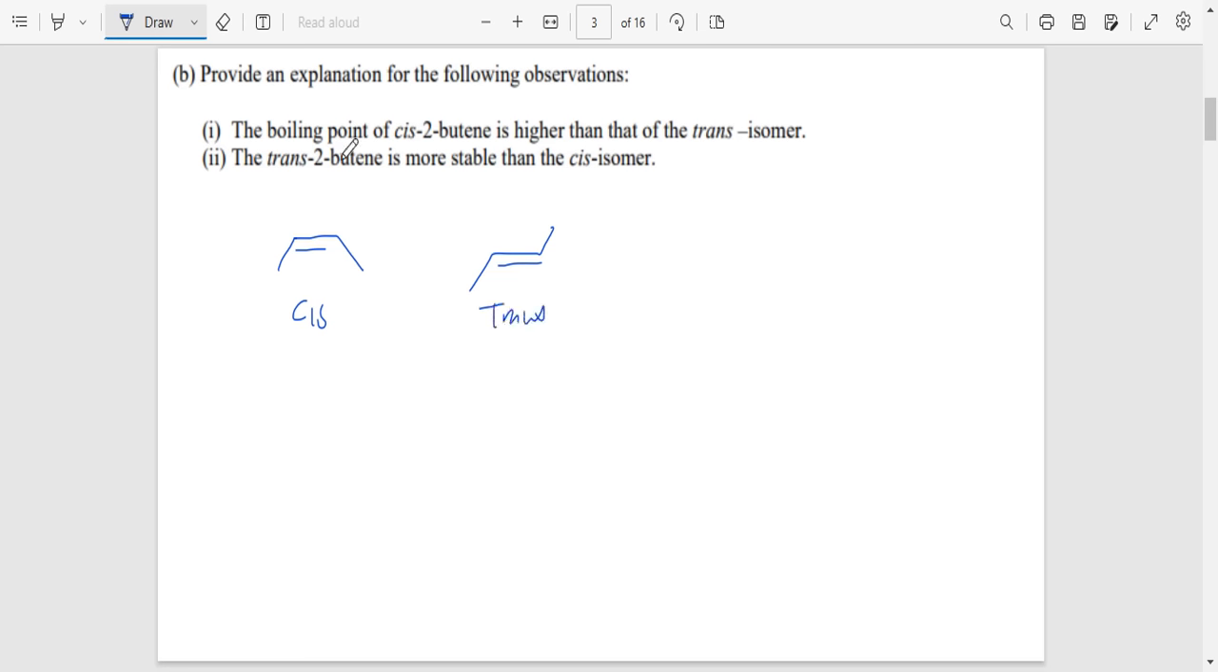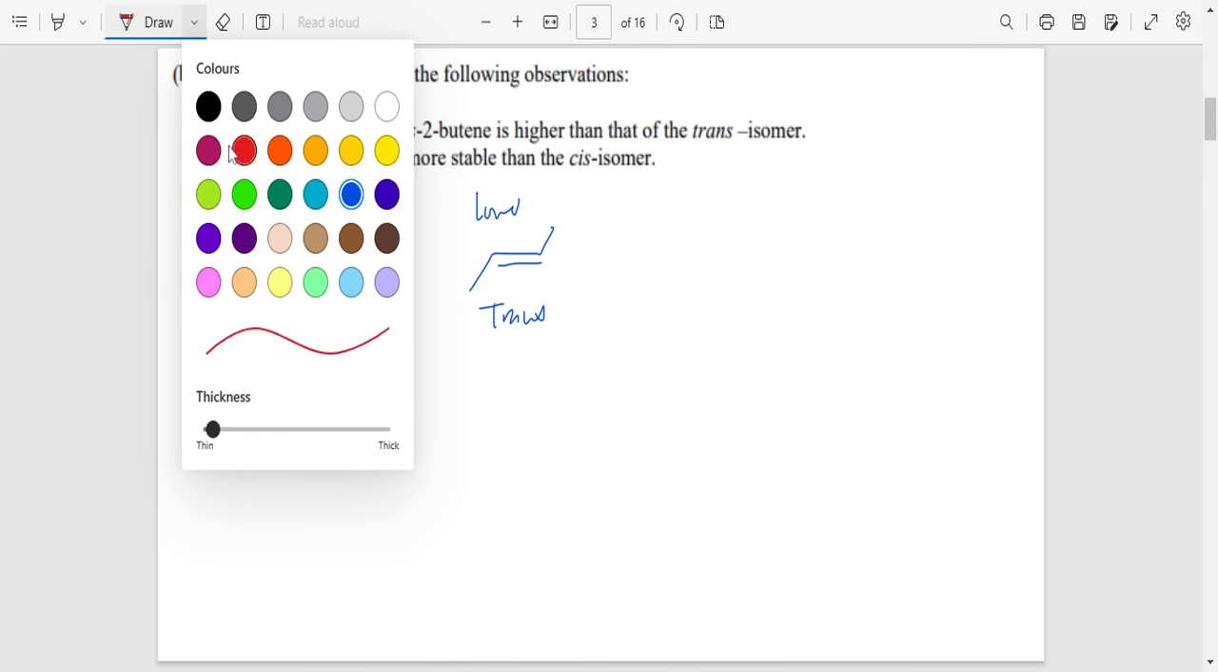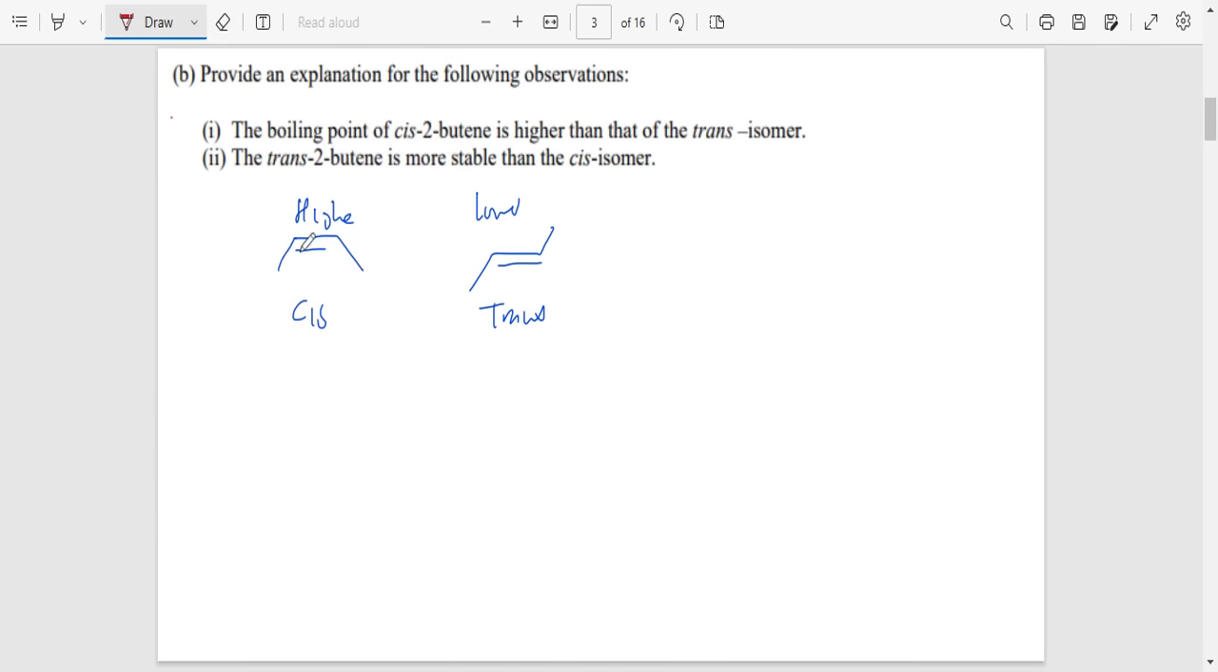Now, why do we think the cis-2-butene is having a higher boiling point? So this one has got a higher boiling point than this one. So this one has got a lower. So this has to do with the polarity of the bonds. If we look at the dipoles, we have got a double bond here, and then we have got the carbon atoms at these two ends.